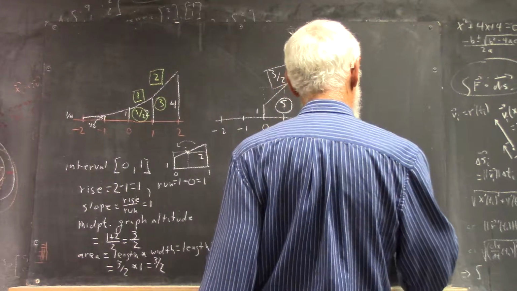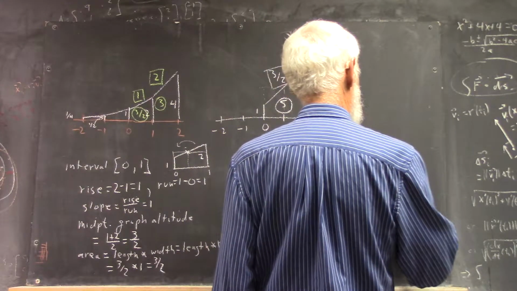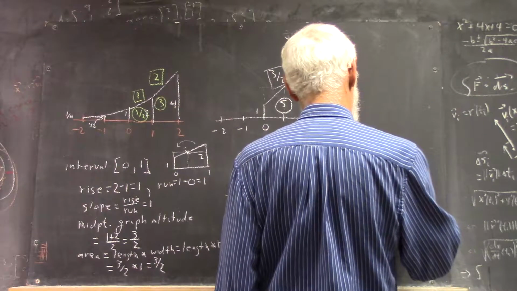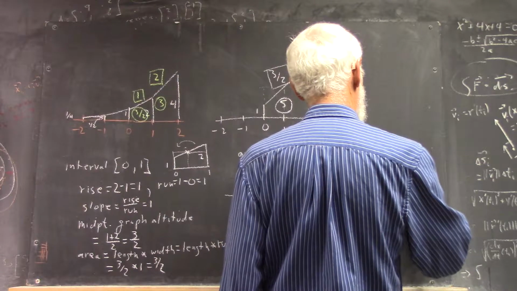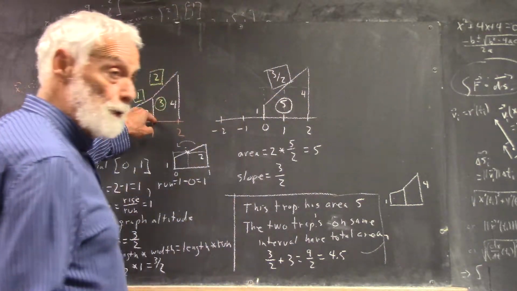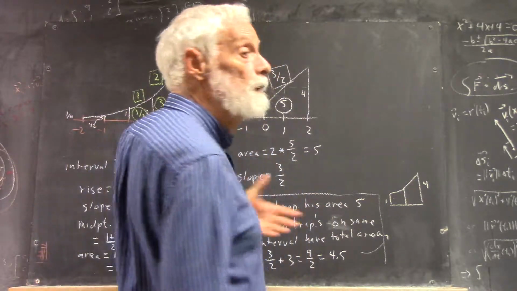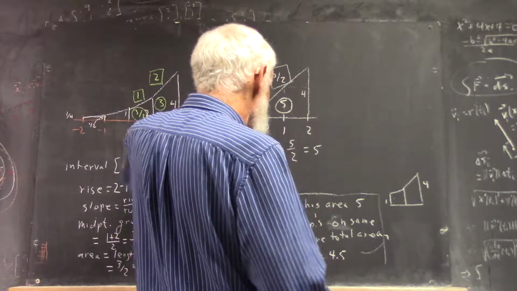This tells us that our picture looks something like this. We've got the 4, we've got the 1, and we've got the 2, so we've got this, right? That's this picture. And for this picture, the total area appears to be 4.5.